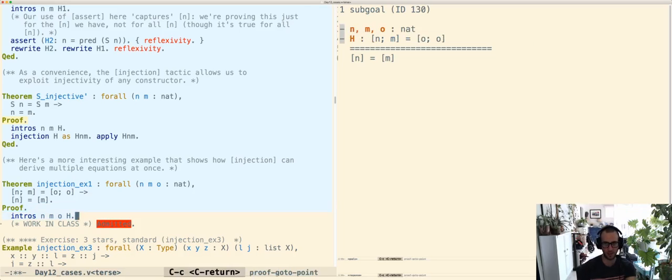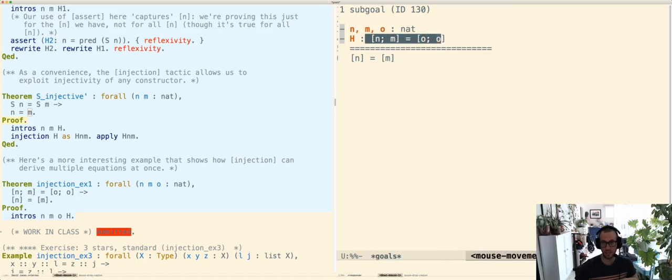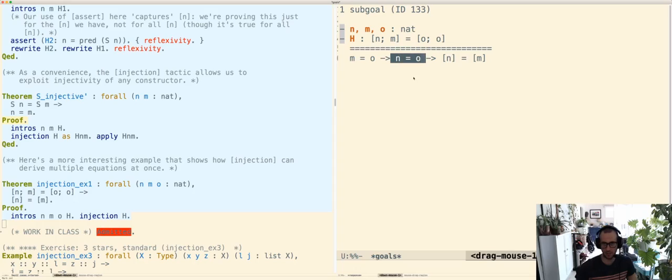So, intros N M O H. Now, injectivity says that, well, look, cons of two things is going to be equal only if the parts are equal, the same way that successor of two things are equal only if the parts are equal. So we should be able to use injectivity to conclude that, in my informal reasoning, n has to be equal to o and m has to be equal to o. Let's see what happens when I just say injection H. Okay, so what did we learn? We learned that m has to be equal to o and n has to be equal to o.